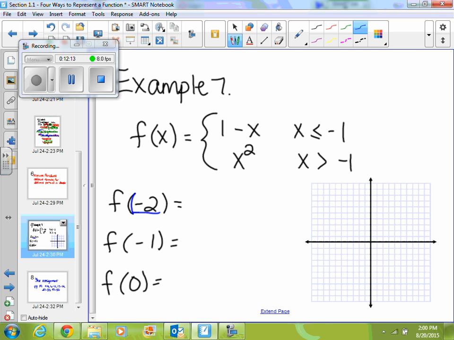So if I start with f of negative 2, if x is negative 2, then which function rule do I use, the top one or the bottom one? Meaning, is negative 2 less than or equal to negative 1, or is it greater than negative 1? Less than, right? So I know that I'm going to use the top one, 1 minus x. And since x is negative 2, that gives me 1 minus negative 2. And what is 1 minus negative 2? 3. So I know at negative 2, I'm going to go up to positive 3.